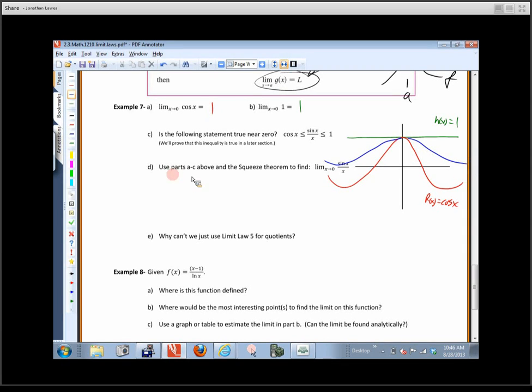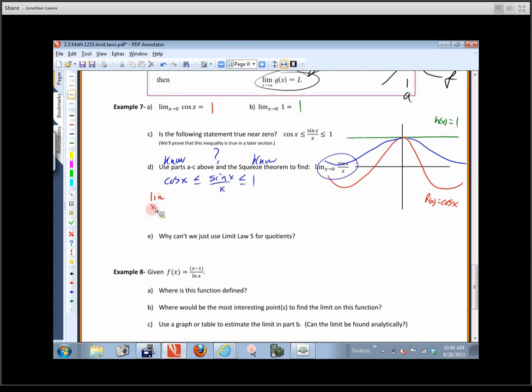And it says, use parts A and C above and the squeeze theorem to find that limit. Well, we already know what the limit is, but here's what we're going to do. I take that expression right here. I know this limit. I know that behavior really well. I know this one right here. This is what I'm not sure of. So here's what we do. We take a limit of each one of these.